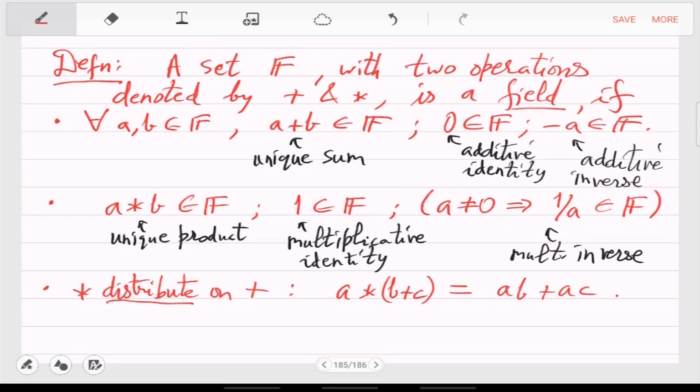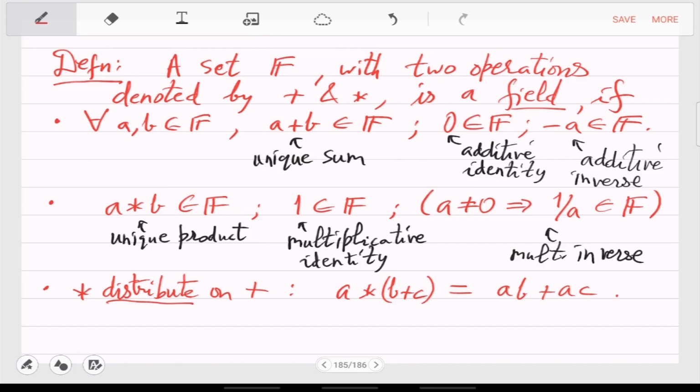Okay. What about plus distributing on star? Will that make sense? So A plus BC, we don't have any such property in real numbers, right? A plus BC is not equal to (A plus B) times (A plus C). So we stay away from that. We only say that star distributes on plus.